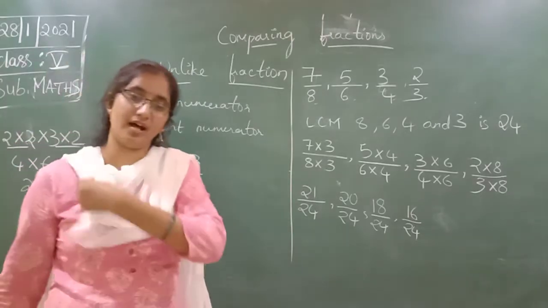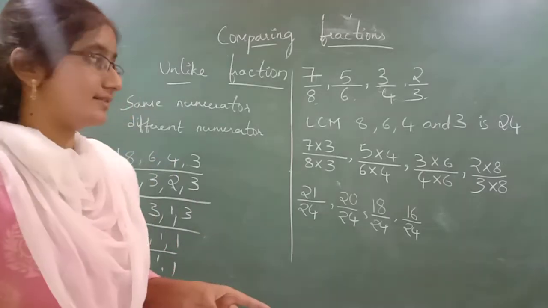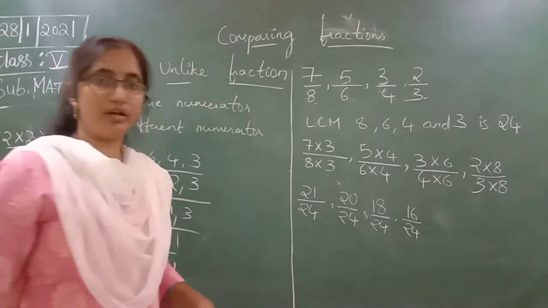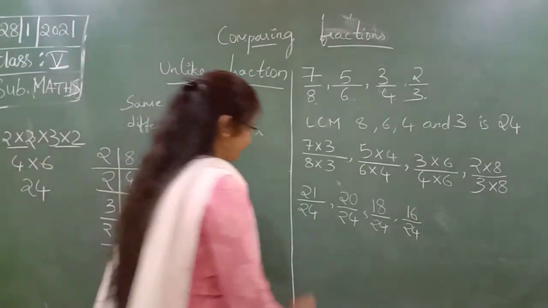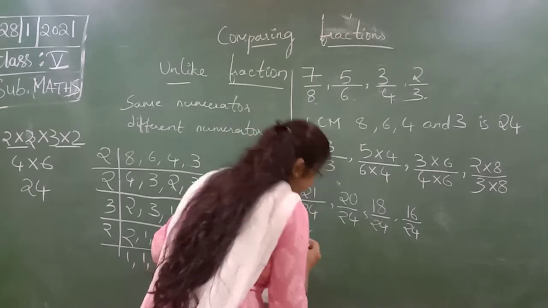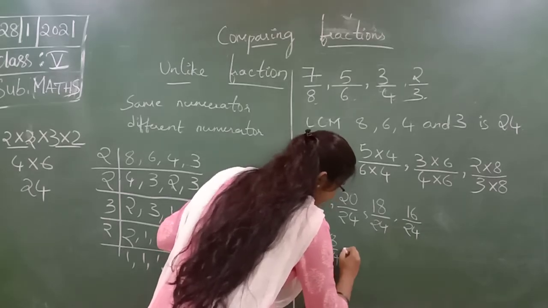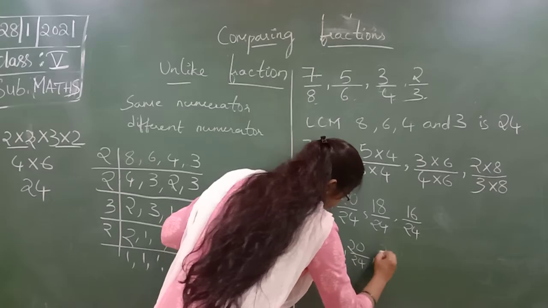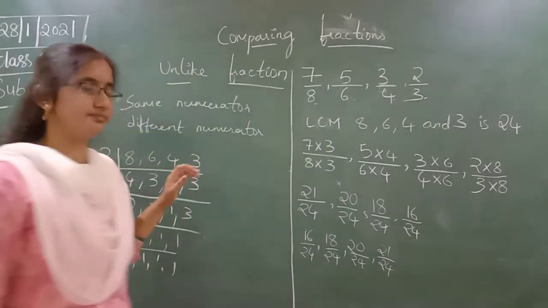What they asked us is to put them in ascending order. What is ascending order? Increasing order, that is small to big. Put 16 by 24, next 18 by 24, 20 by 24, 21 by 24. Right?